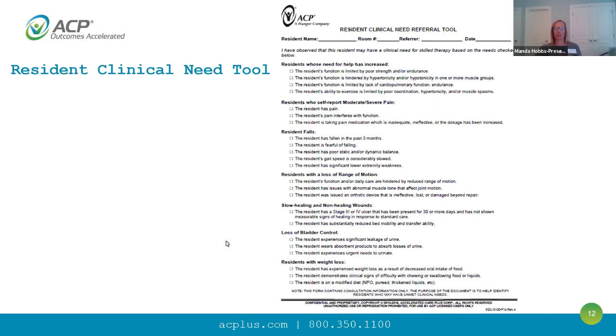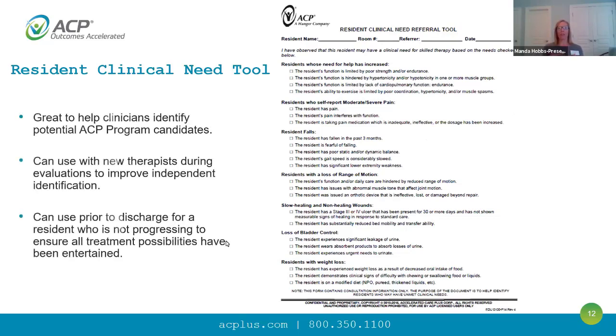So I do want to show you a few tools. This is one of three tools that I will be sending in the follow-up documentation. This particular one is called a resident clinical need tool. This is an older tool that we have, but I still think it has great value. Basically it's giving a list of questions that are related to a common theme, a common program, perhaps. And if the therapist checks off any of the items in that list, those patients might be a potential therapy candidate for these programs.